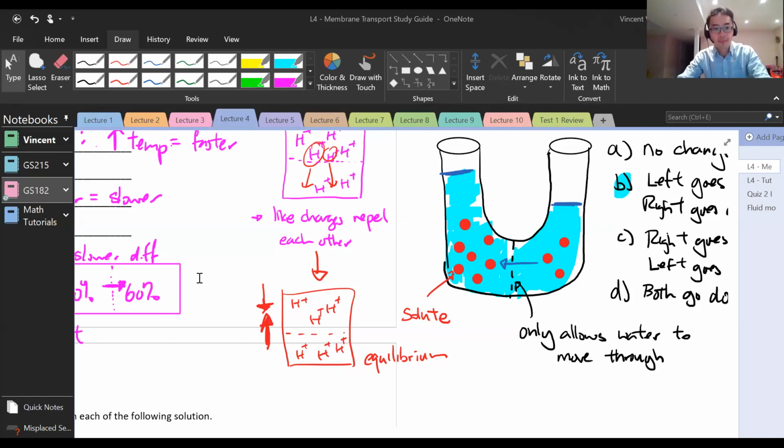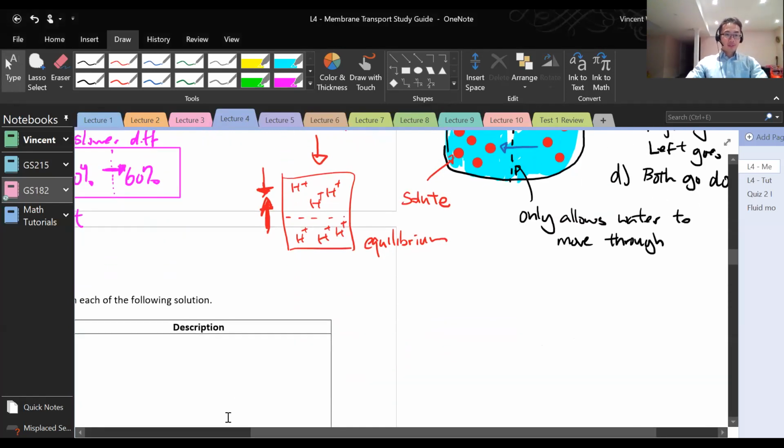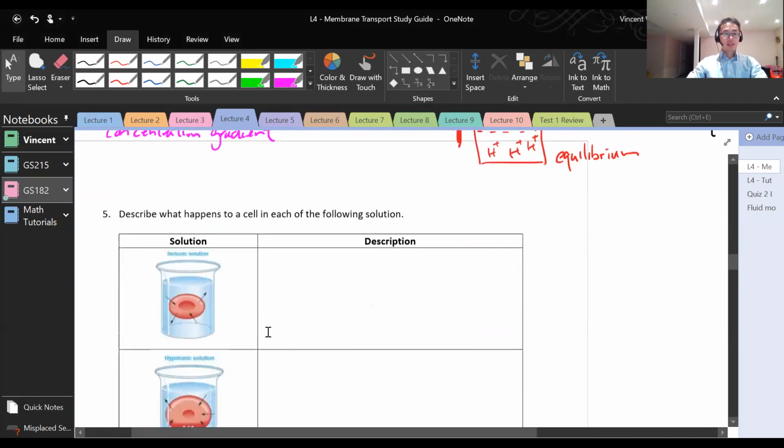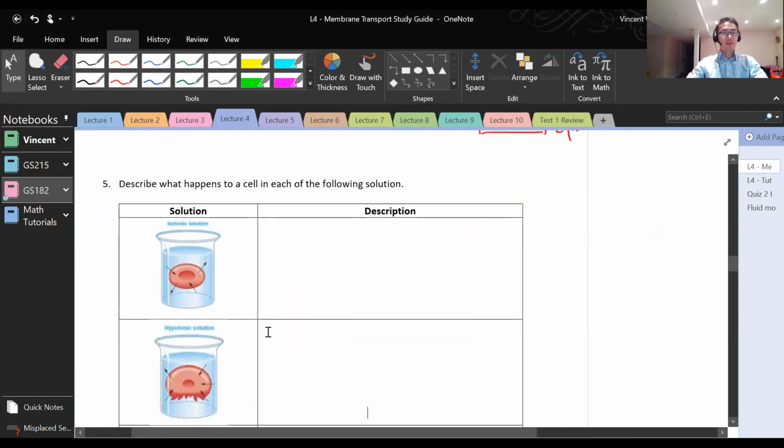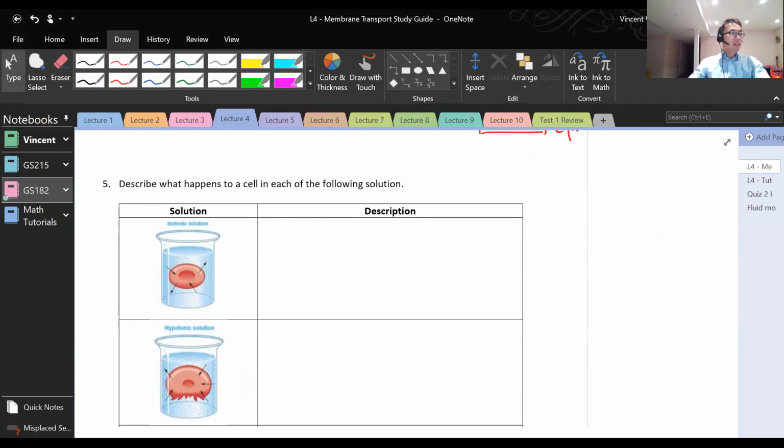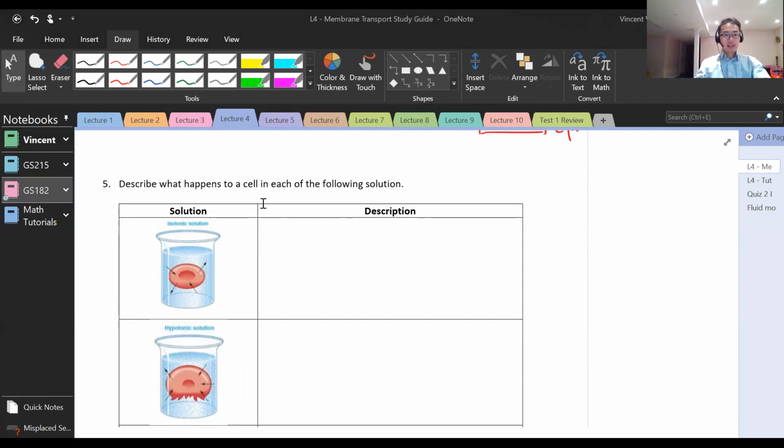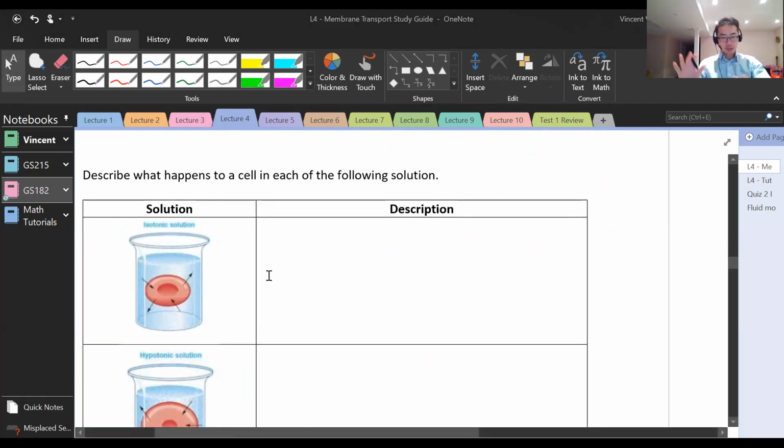Okay, let's keep going. What is on the next page? Describe what happens to the cell in each of the following solutions. We have 3 different solutions, and we're going to put an animal cell into each and see what happens. This is explained in quite a lot of detail in the lecture recording, so I'm just going to give you the condensed version.